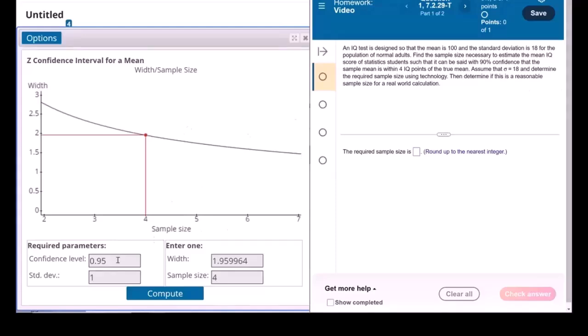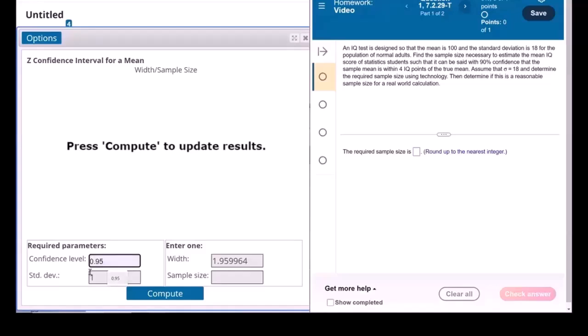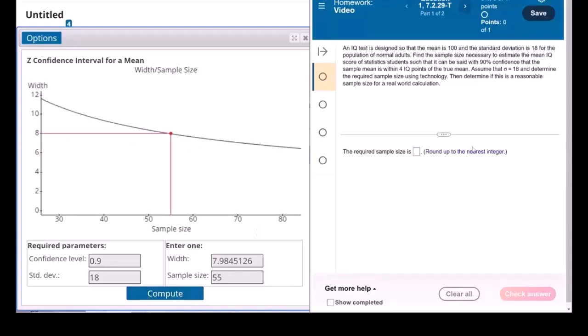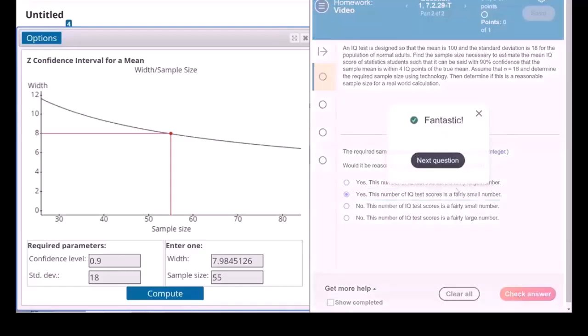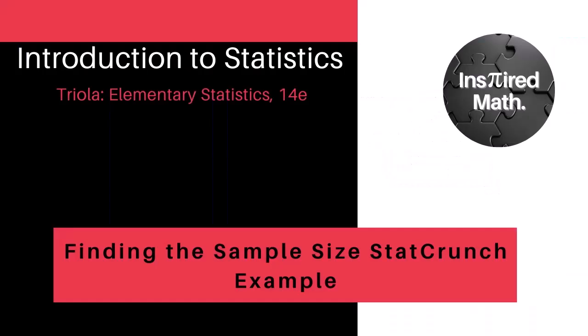This is a 90% confidence level. My standard deviation was given to me as 18. My width is 4 in each direction, so my width is 8, which gives me a sample size of 55. Would it be reasonable to sample this number of students? Sure. This number of IQ test scores is a fairly small number. We can find 55 people.